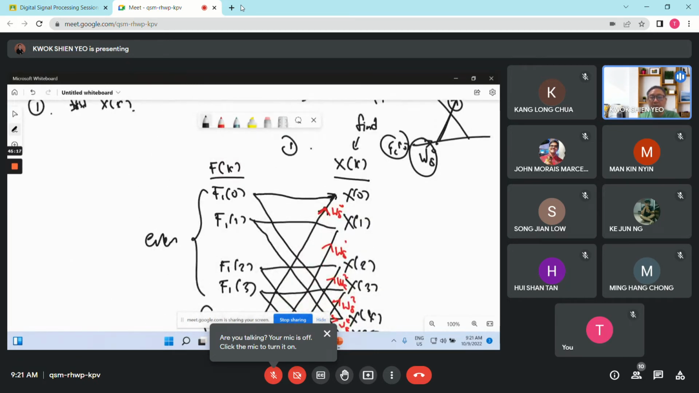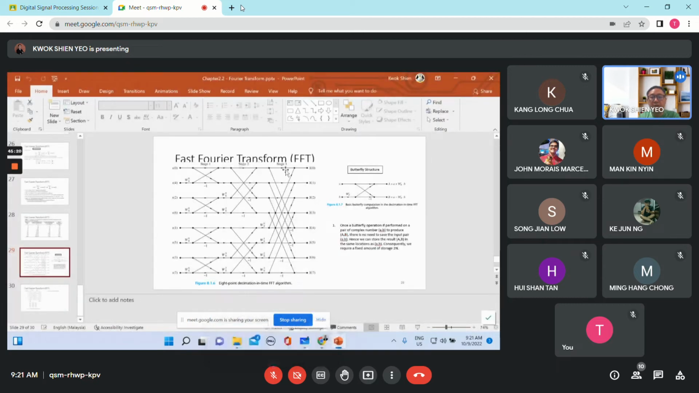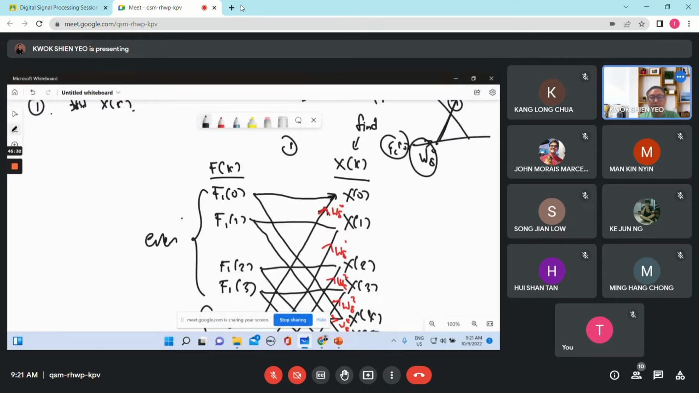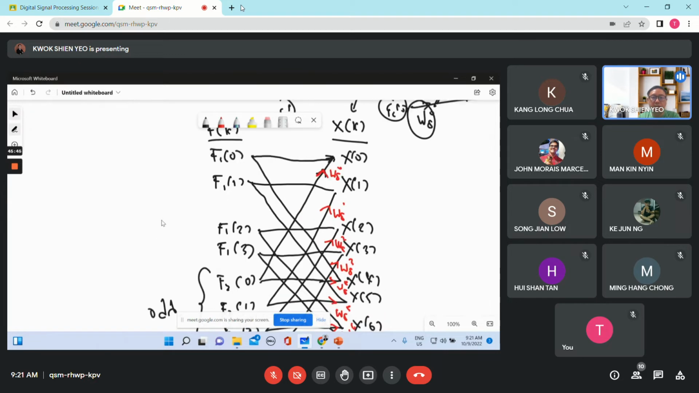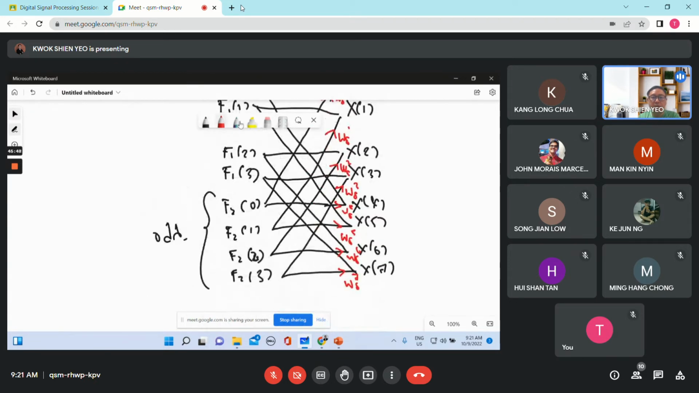All right, remember that there is a pre-stage. So we need to build it one by one. So next step. We know that this is the structure, the butterfly structure that we can draw from the equations.